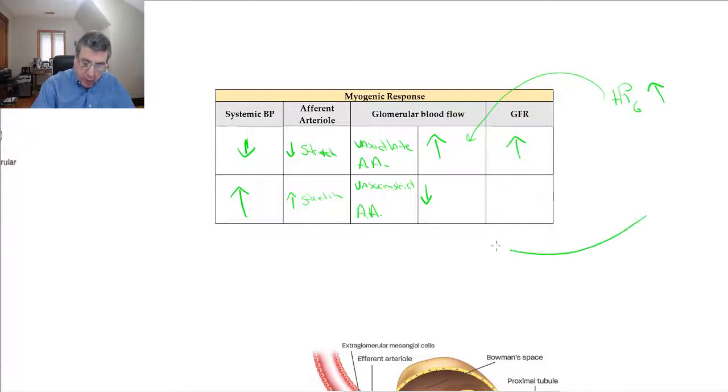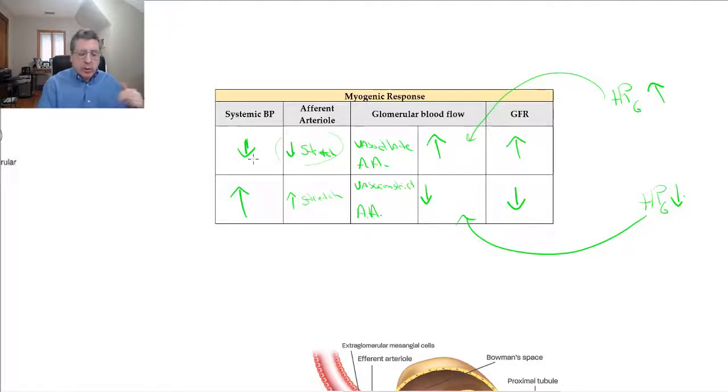And what's that going to do with your hydrostatic pressure of your glomerulus? That's going to decrease it. You decrease the hydrostatic pressure of the glomerulus. What's that do to your GFR? That's going to decrease your GFR. Okay? Rewrite this table and spell that stretch out a little bit better. That kind of is bad. All right? So that's what we're looking at on the myogenic response.